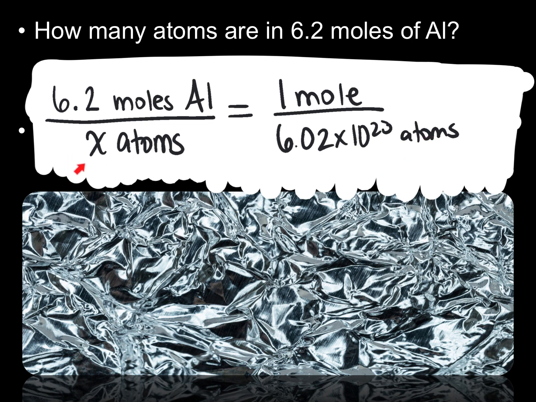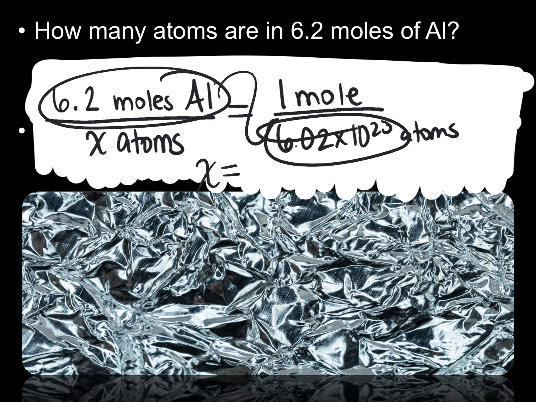And then, mathematically, you solve for x by cross multiplying. X times 1 is simply going to be x. And then you multiply 6.2 times 6.02 times 10 to the 23rd, and you get your number of atoms.